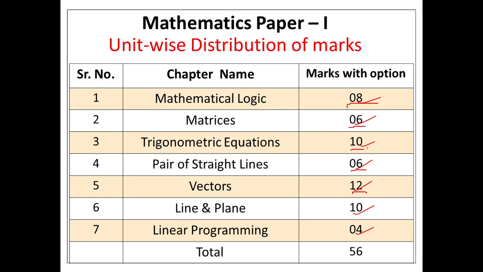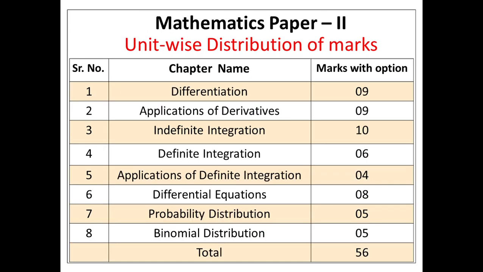Fifth lesson is vectors which carries 12 marks with option. Sixth lesson is line and plane which carries 10 marks with option. And seventh lesson is linear programming which carries 4 marks with option. So total 56 marks are there and you have to attempt for 40 marks.